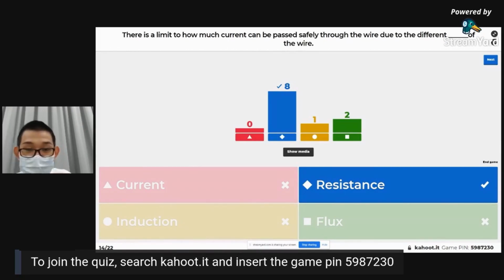The answer is resistance. So flux is a rate of electricity through a given area. Induction is the production of an electric force, and current is the rate of flow. And with resistance, it's best explained by this simple analogy. What you get out of a wire is probably less than what you put in due to resistance.